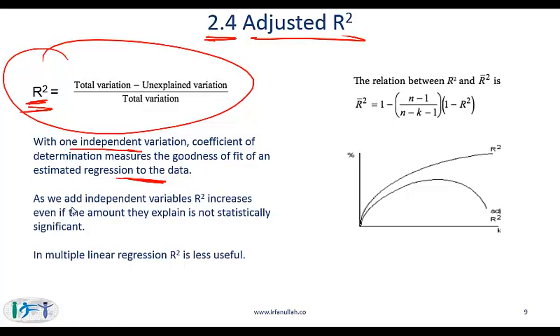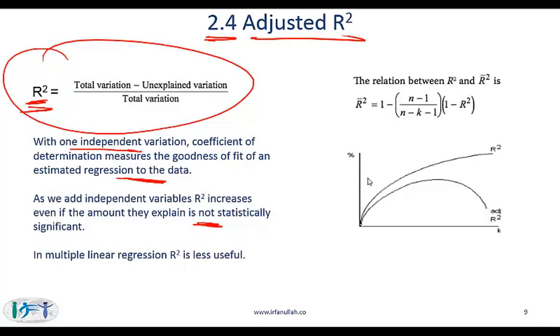Okay, but when we do multiple linear regression, what are we doing? We are adding more and more independent variables. The curriculum tells us that as we add independent variables, R squared just keeps going up. So if you want a higher R squared, you can just keep adding independent variables. R squared goes up even if the amount explained by the independent variables is not statistically significant.